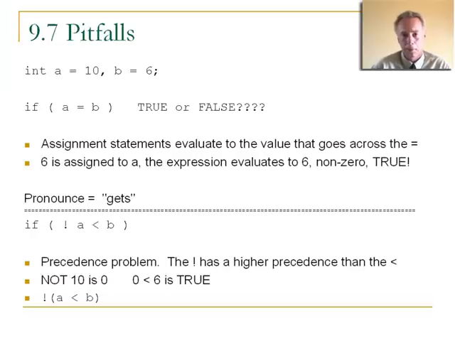This is also a tricky problem because most of the time you get the same answer. And in this case you would. Not 10 is 0. 0 is less than 6 is true. And if you do it the reasonable way, do the relational operator first, we have 10 is less than 6. That's false. Not false is true. So you get the same answer but for the wrong reason. Tricky problem in C.